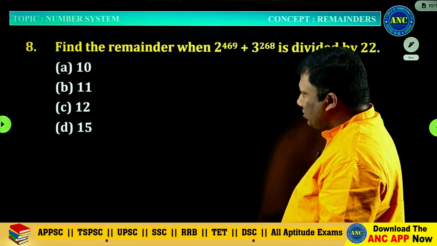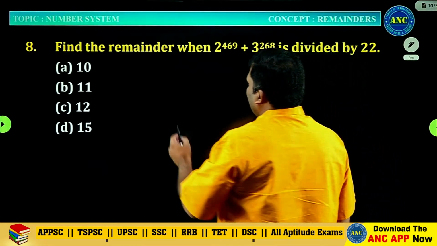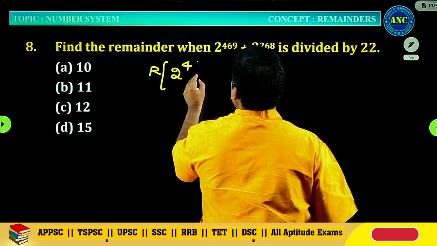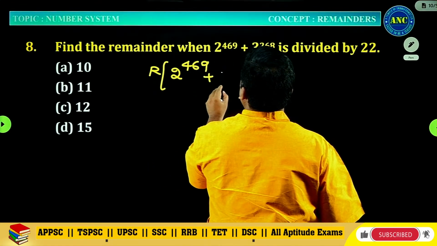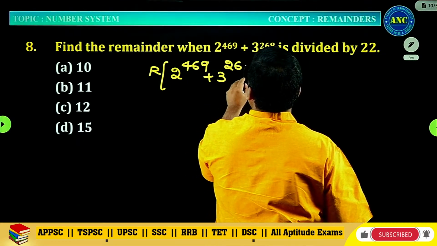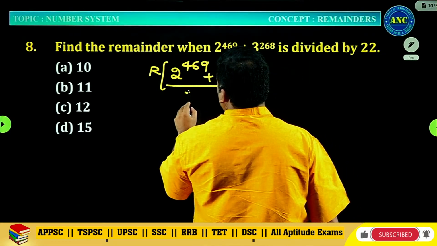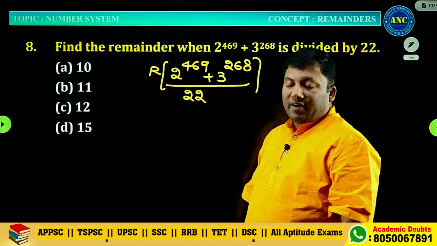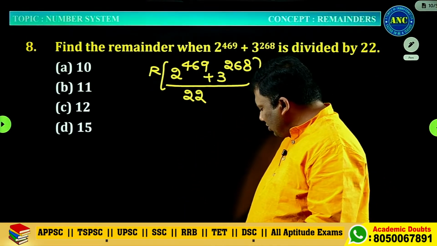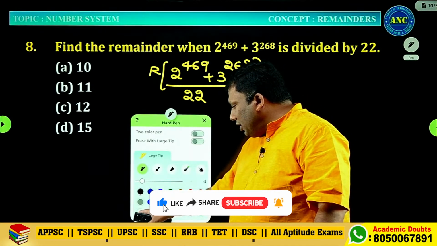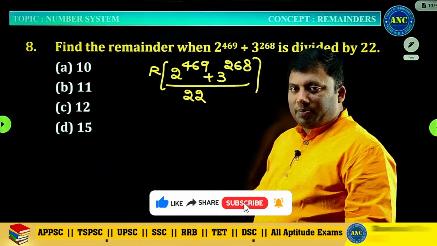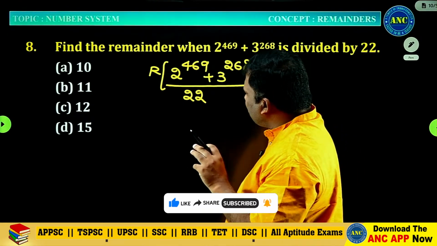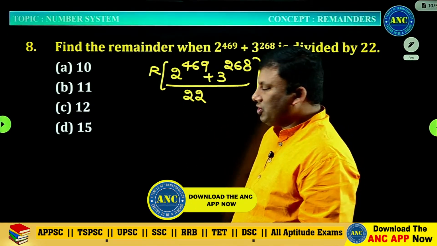Just see this question. Find the remainder when 2 power 469 plus 3 power 268 is divided by 22. That is the question, right? By this time you might be checking which power of 2 and which power of 3. Hold on for a few seconds, sir. 2 power 469 plus 3 power 268.